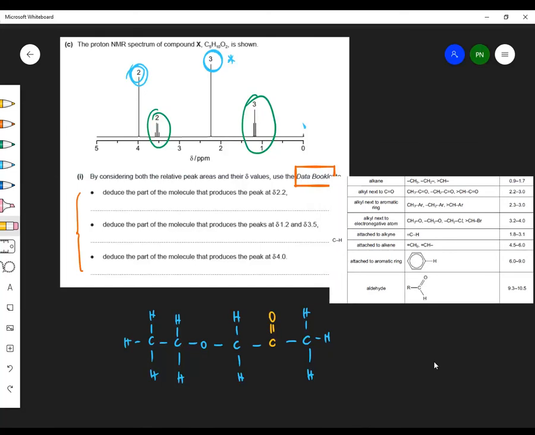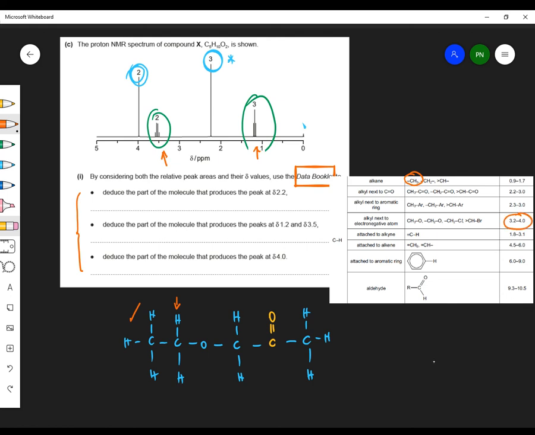So which ones do I have? Let's attack this one first of all. 1.2. It's obviously an alkane CH3, so we're good with this one. This one now is 3.5, and it says we're looking at this one. In other words, these two.